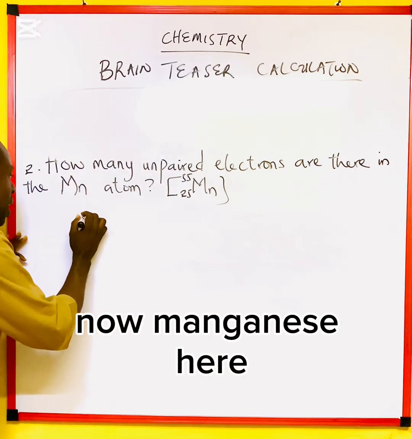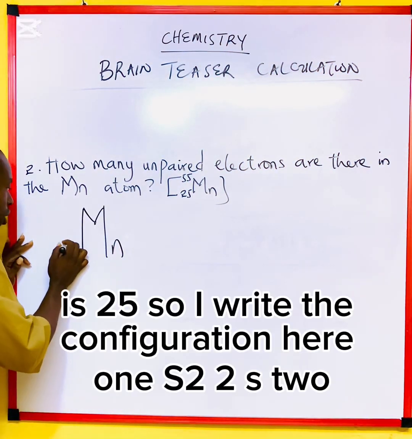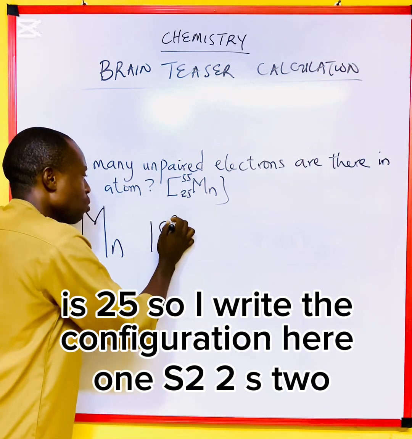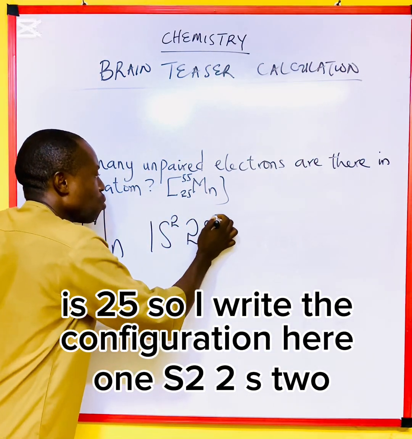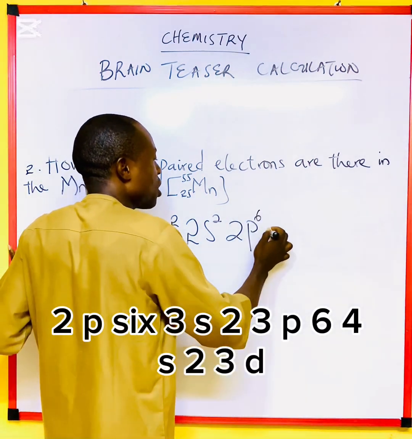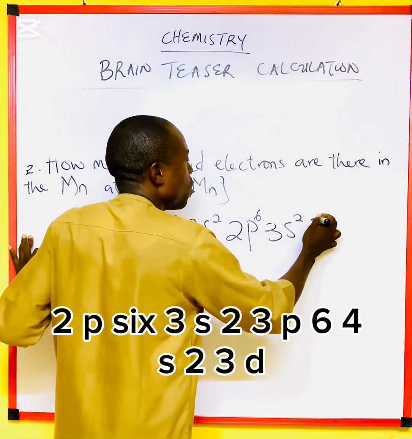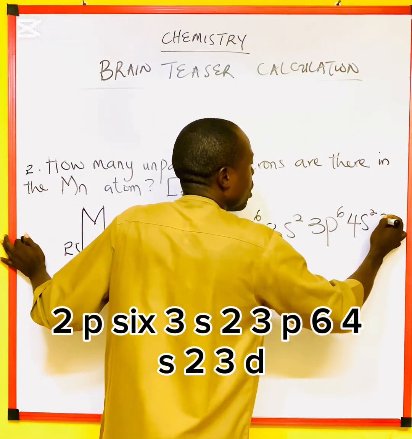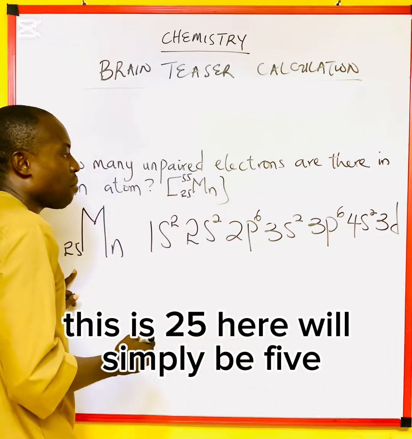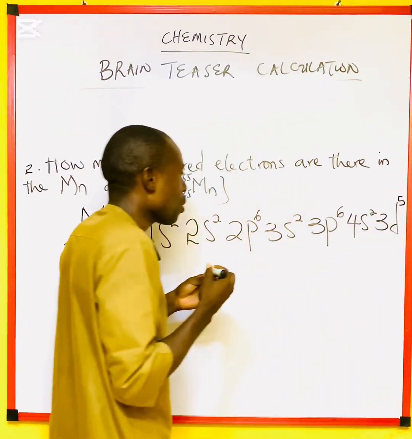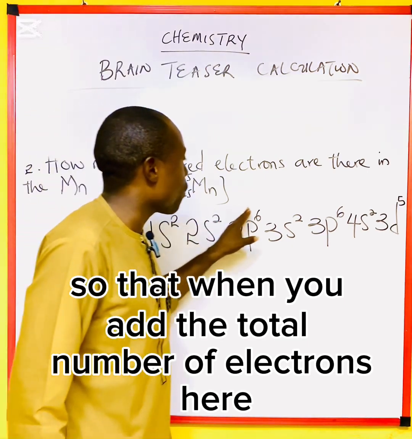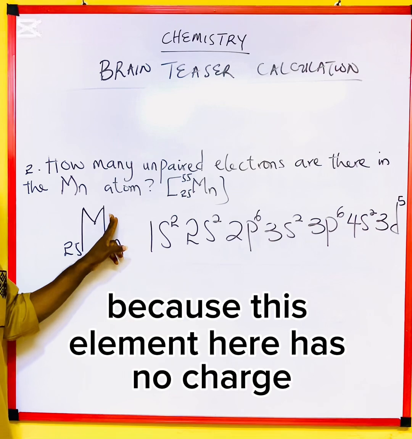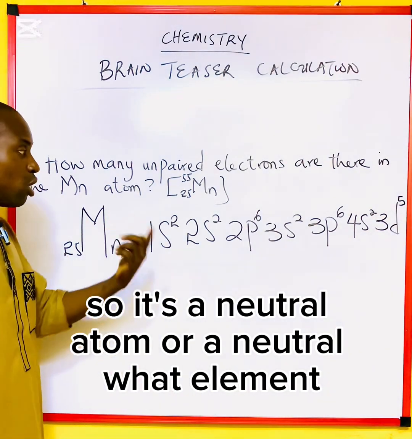So let's go. Now, manganese here is 25. So I write the configuration here. 1s2, 2s2, 2p6, 3s2, 3p6, 4s2, 3d. This is 25. Here will simply be 5. So that when you add the total number of electrons here, it will be equal to 25, because this element here has no charge, so it's a neutral atom or a neutral element.